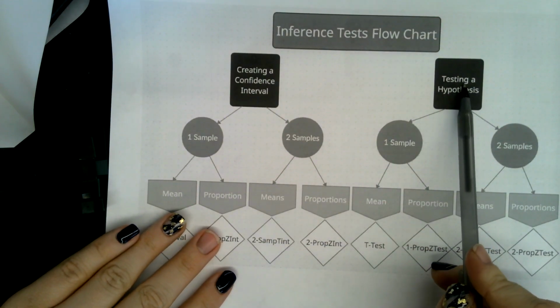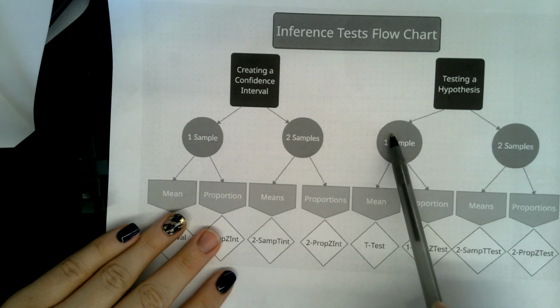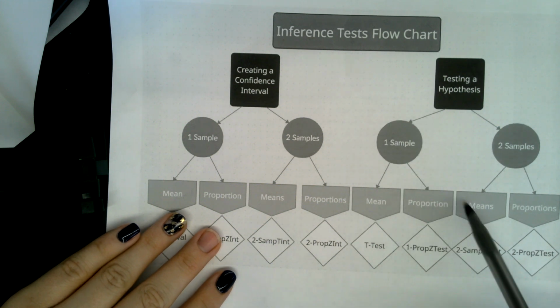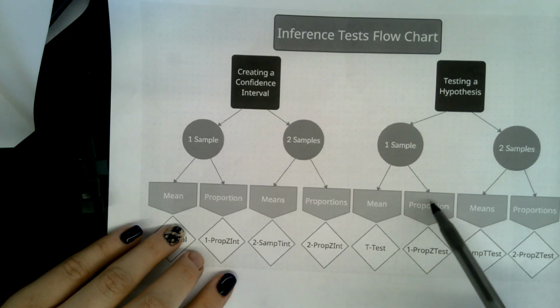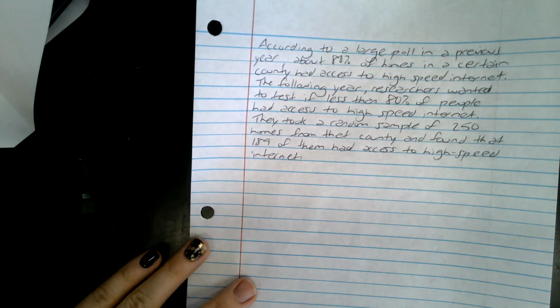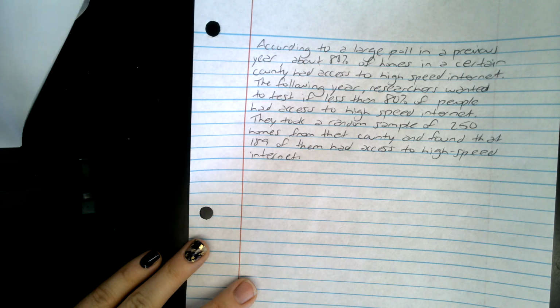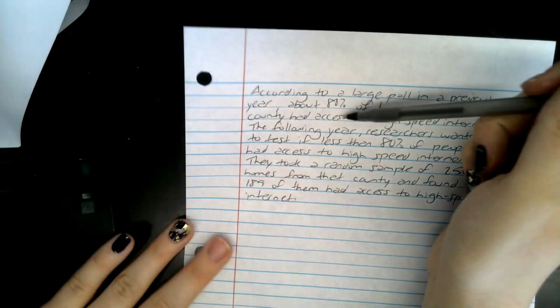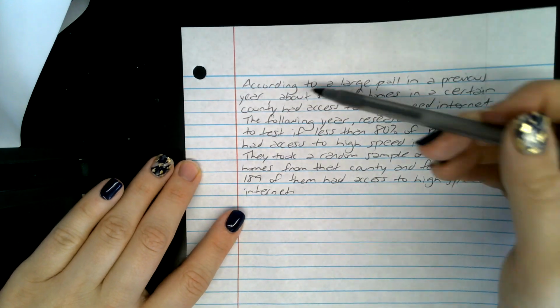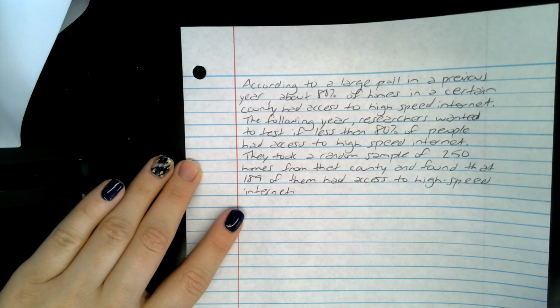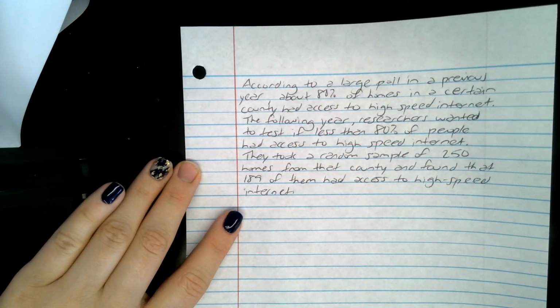So we'll go here, hypothesis, one sample, and we are in the proportion part of things because there are going to be no means on this test. You can always just go straight to proportions, but also we can look in the problem. And since we are talking about the percent of people here, that would be a proportion. It's not a mean, that's what proportion of people had access. So it is a proportion.